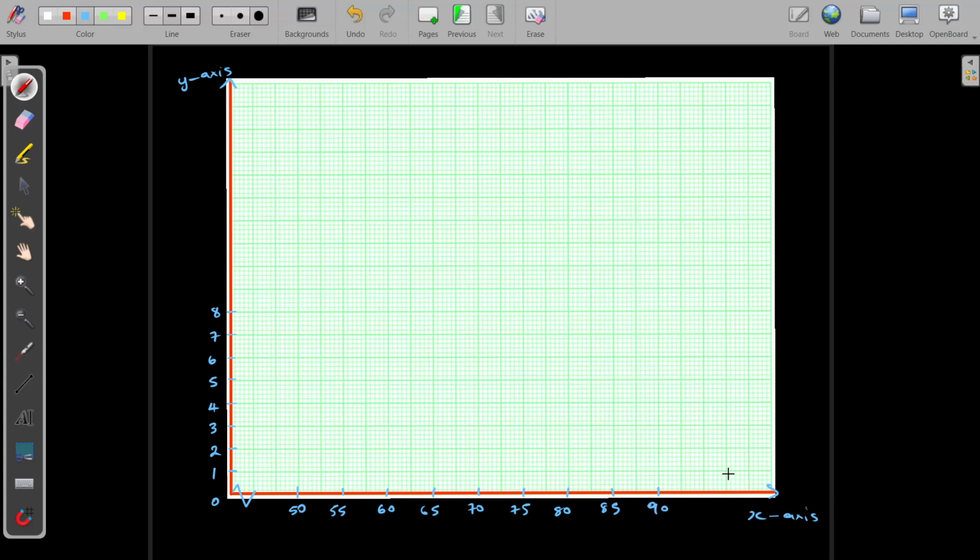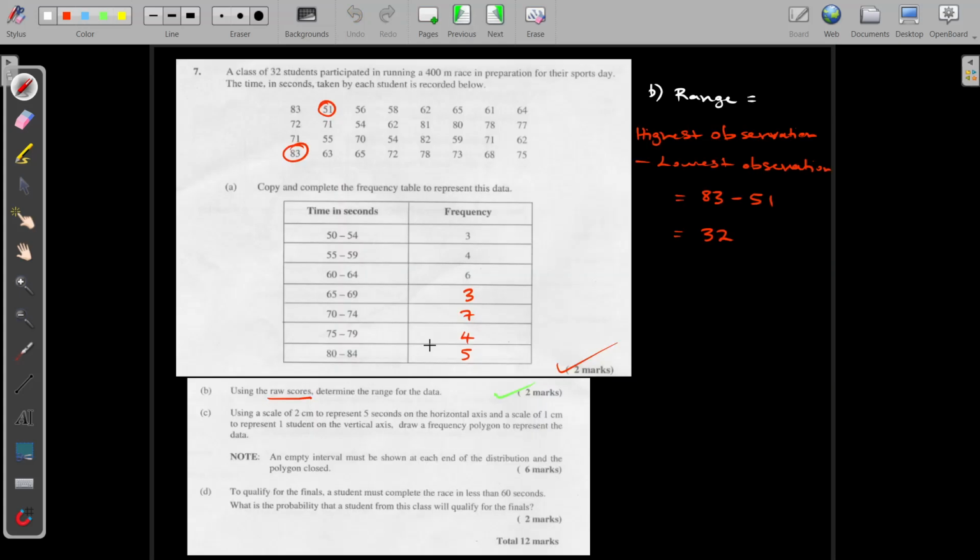Alright, so we have our graph constructed. The axes are labeled, and we have our points on the axes. So down here would represent time in seconds, and over here is just number of students. We're trying to get this as accurate as possible.